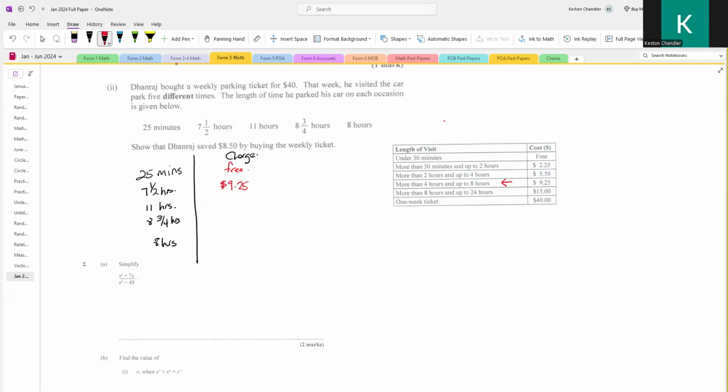Then we have 11 hours. 11 hours would fall in this category here, 8 hours to 24 hours. That's $15. Right? 8.75 hours will also fall inside of here. And then we have up to 8 hours, which is 9.25.